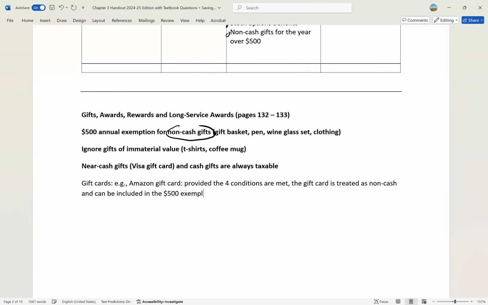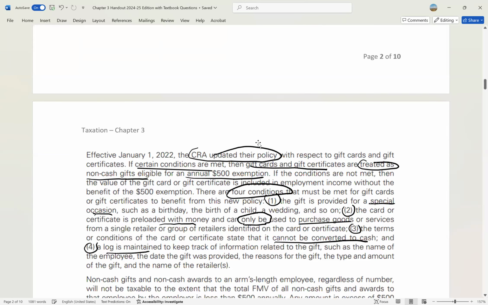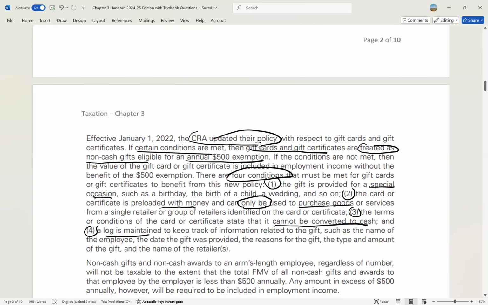So I just wanted to go through that because that is something that is relatively new. If you look at the date, that policy that the CRA introduced came out at the beginning of 2022. It tells you that as long as those 4 conditions are met, if you get a gift card, it can be included in the $500 exemption. And as long as you don't exceed the 500, you don't include that as a taxable benefit. Any questions about the gift card discussion?